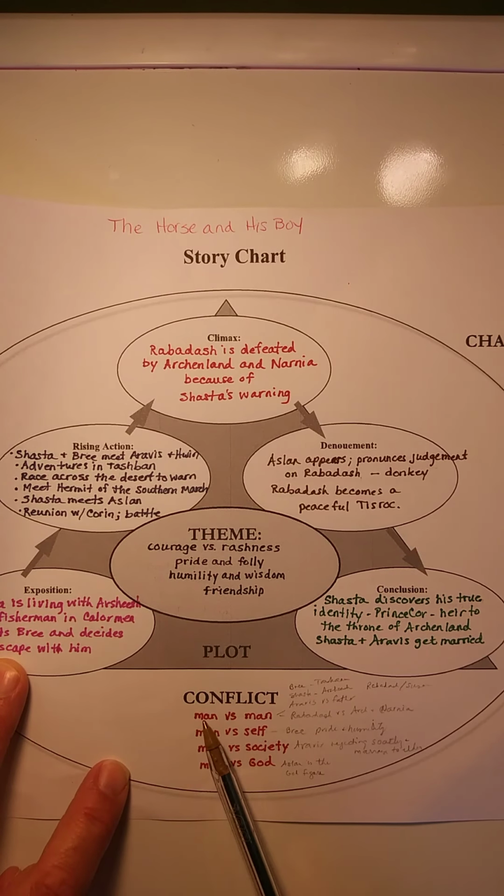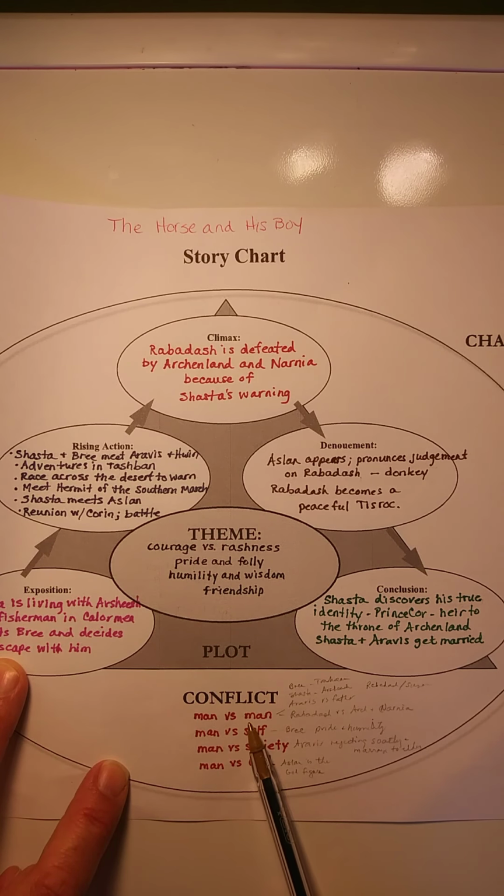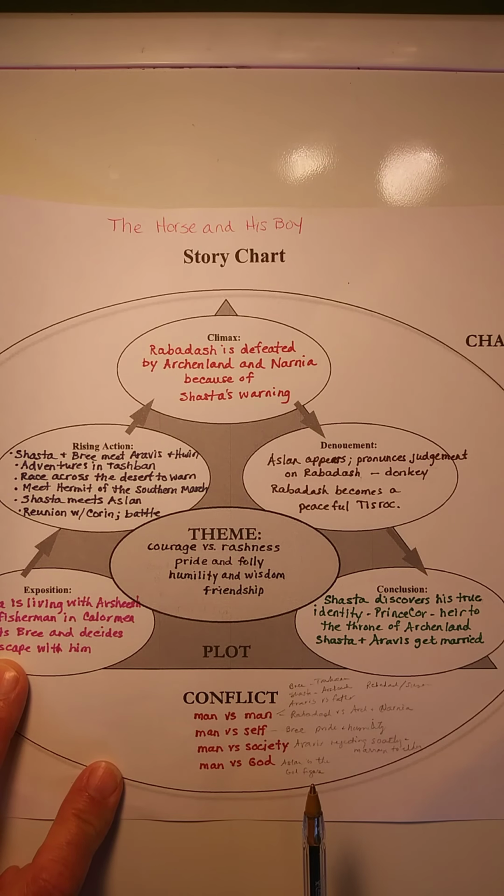And just because it says man versus man doesn't always mean it is a man. It could be a woman. It could be a talking horse. It's just character versus character, I guess is a better way to say it. And we also see man versus man between Rabadash and Archenland and Narnia, and between Rabadash and Queen Susan. That conflict there. Okay, then we have man versus self. And this is mainly seen with Bree, because he ends up realizing that he's not as great as he thought he was, and he changes, and he becomes more humble and sensible and wise because of that.